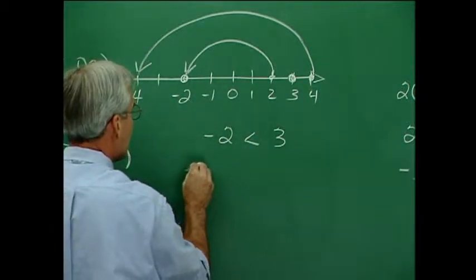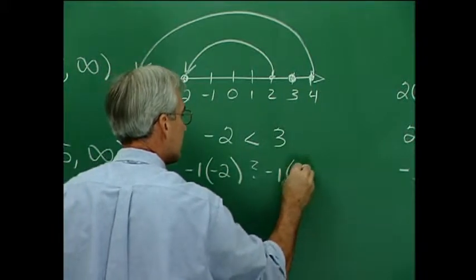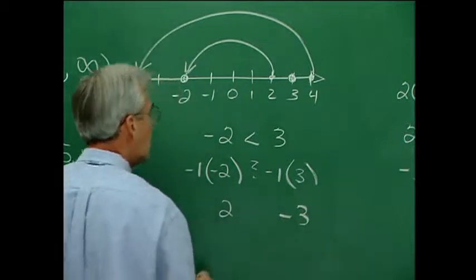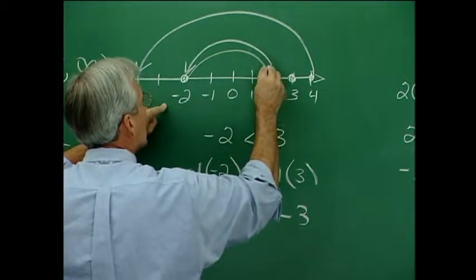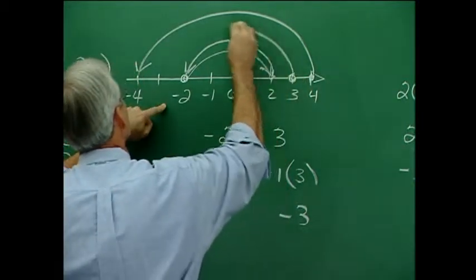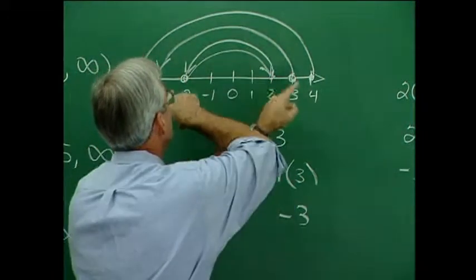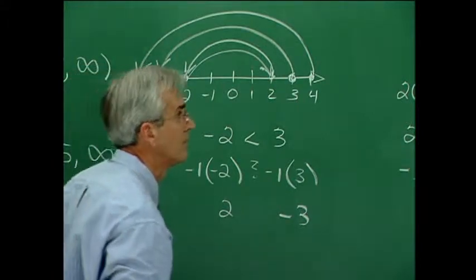So when you multiply by -1, we get 2 over here and we get -3 over here. So the -2 has gone over to the 2, and the 3 has gone back to the -3. That's what's happened. They did this, changing the order once again. So that's why all of this works out.